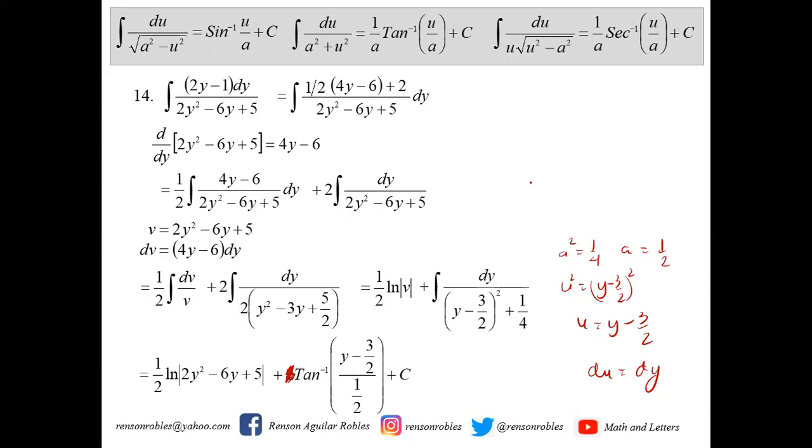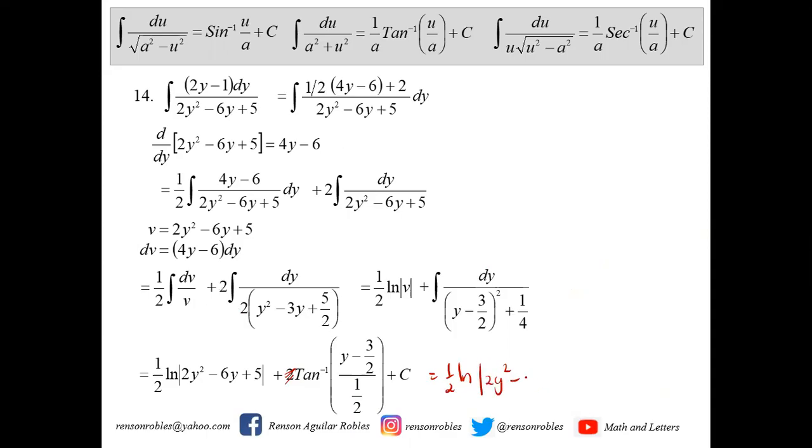And then finally, we can now say that the integral would have been equal to 1/2 ln of 2y squared minus 6y plus 5 plus arc tangent. Oh yeah, there's 2 here because of this 1/2. This is 1/4 and a is equal to 1/2. So we have 1 over a, that's 1 over 1/2. That's why we have 2 here. So that's 2 arc tangent of u over a.